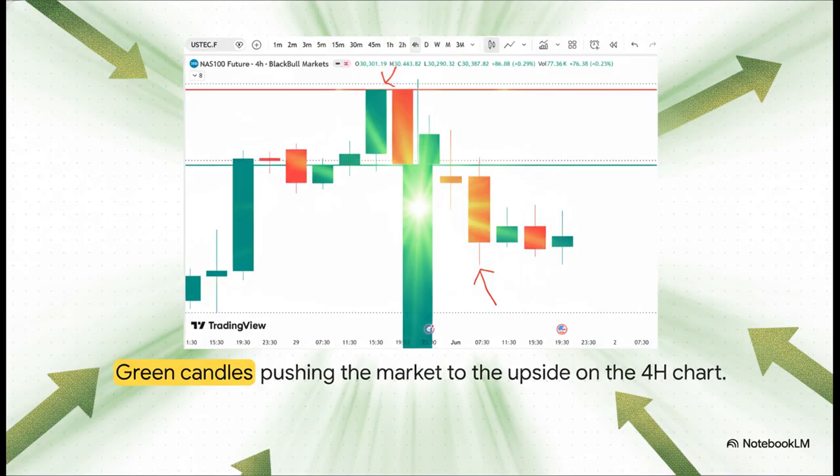Look at this 4-hour NASDAQ chart. You can't miss it. That massive green candle is just forcefully driving the market higher. Just look at the sheer size of that candle body compared to the tiny ones right before it. That right there, that's visual dominance. That's the bulls taking total control of the 4-hour time frame, and it leaves absolutely zero doubt about where the immediate macro momentum is heading.